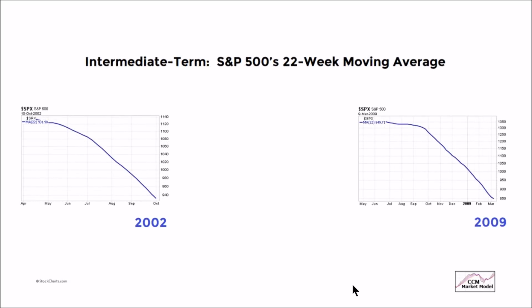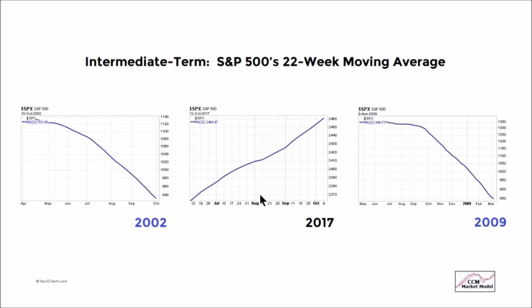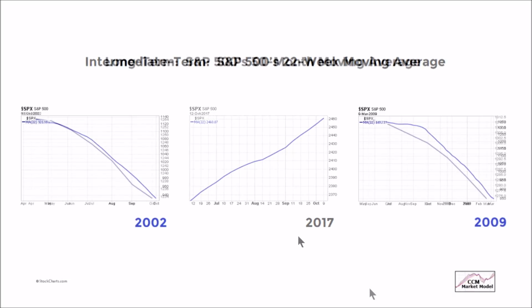To monitor the market's intermediate term trend, we can use something like the 22-week moving average. This is the look that we want to avoid in 2002. This is the look of the 22-week during a strong downtrend, 2008 and 2009. How does the exact same 22-week moving average look today? In a word, bullish. This is a bearish look. This is a bearish look. This is a favorable look from a probability perspective.